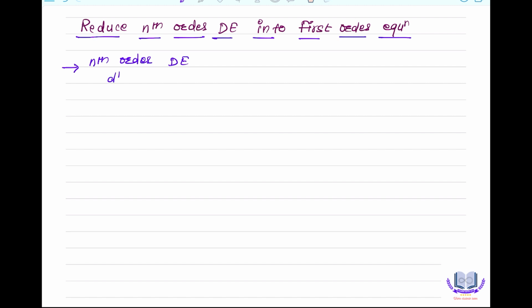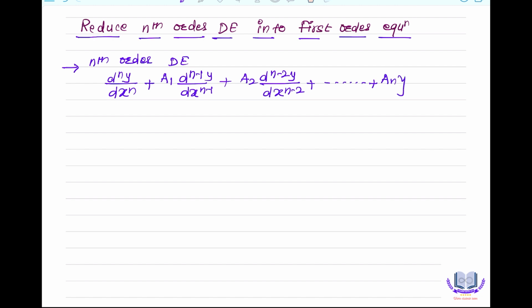d^n y over dx^n plus a1 d^(n-1) y over dx^(n-1) plus a2 d^(n-2) y over dx^(n-2) plus ... plus an y equals f(x). This is called nth order differential equation.